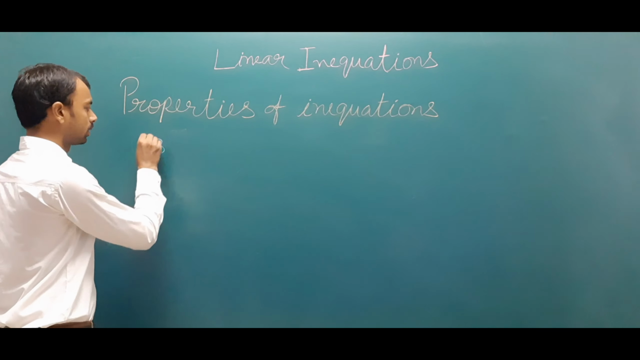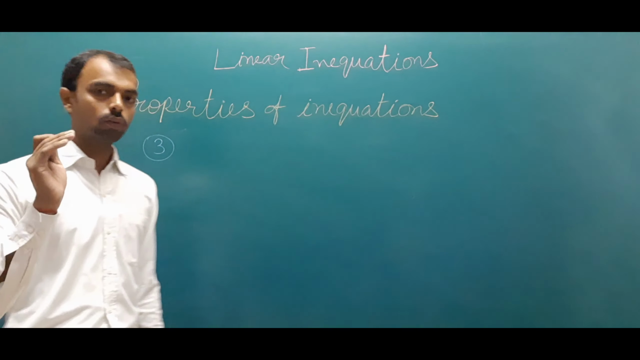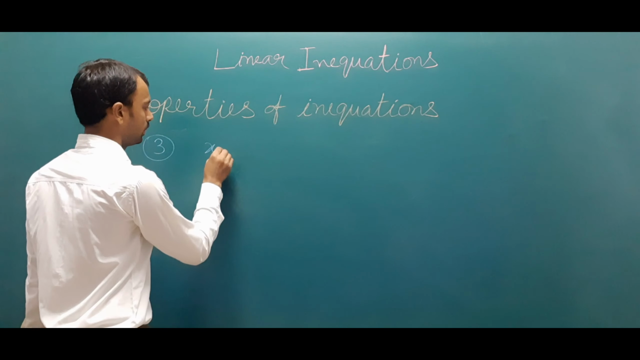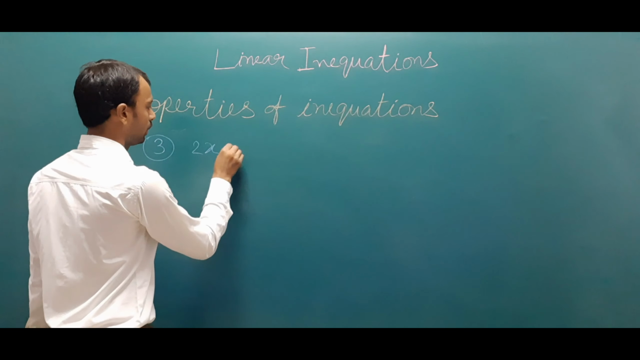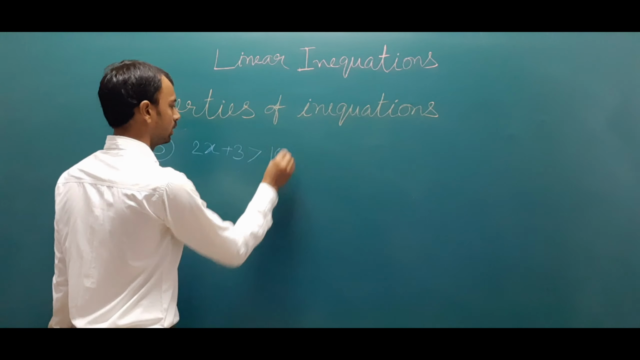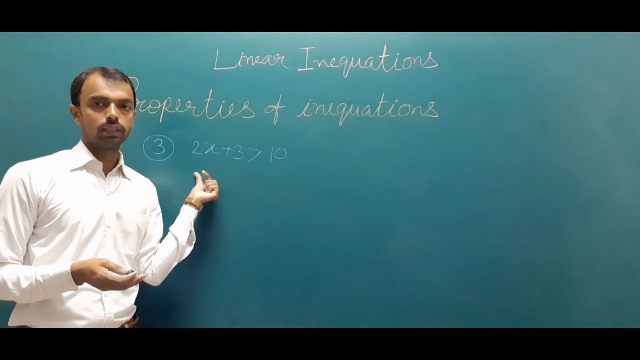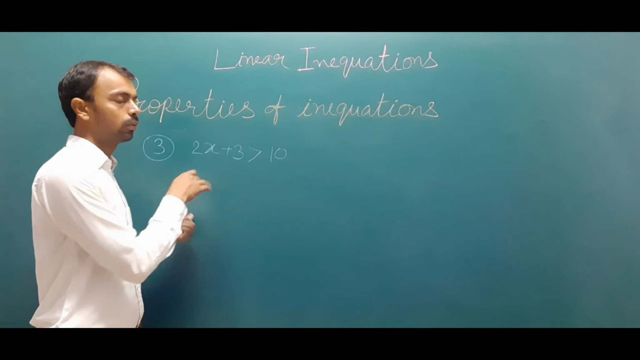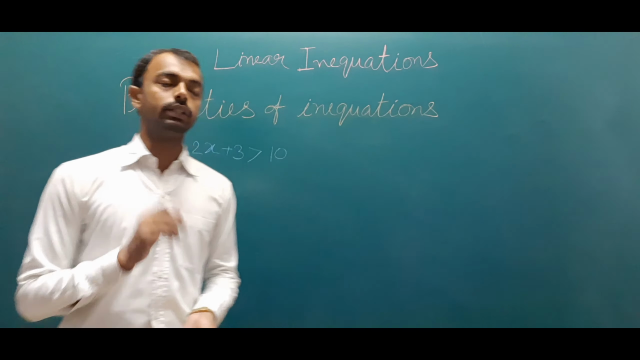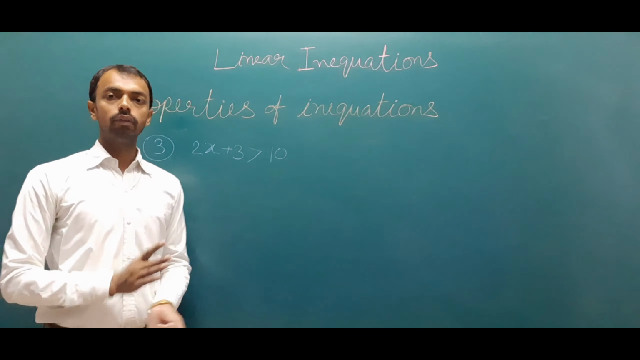Third property: if we multiply or divide by any positive constant number, like if I take 2x plus 3 is greater than any number, say 10. If I divide by 2 on both sides, or multiply with 1 upon 2 or any positive number on both sides, the inequality sign will not get changed. The sign does not change on multiplying or dividing by a positive number.